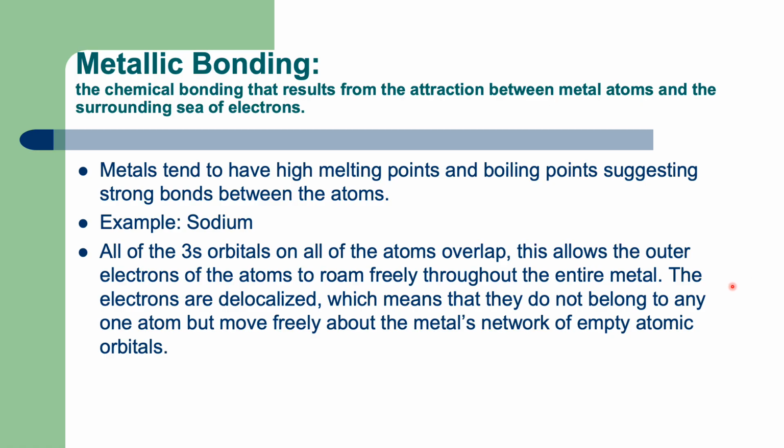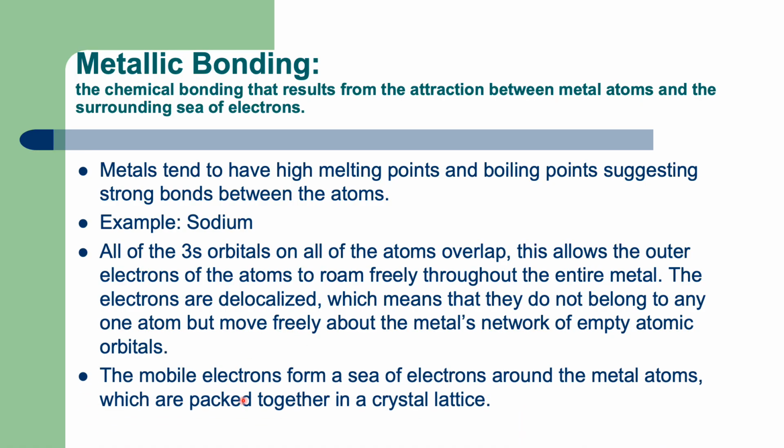The electrons are delocalized. This means that they do not belong to any one atom but move freely about the metal's network of empty atomic orbitals. The mobile electrons form a sea of electrons around the metal atoms, which are packed together in a crystal lattice.